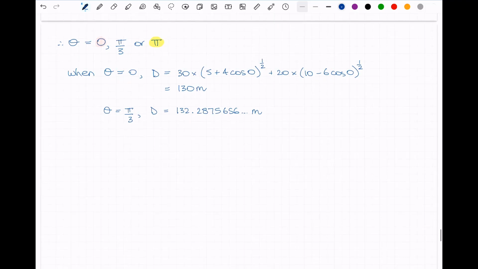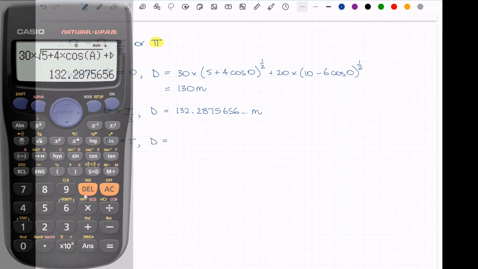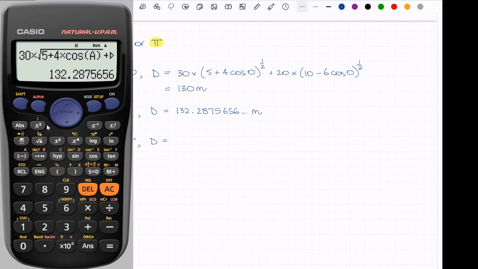So 0 is currently the best option, but if theta is equal to pi, D is equal to what? And I'll just come in to what I'd already typed, and wherever I had A, I'm just going to replace that with pi now. So pi, and that just saves me from retyping it all.